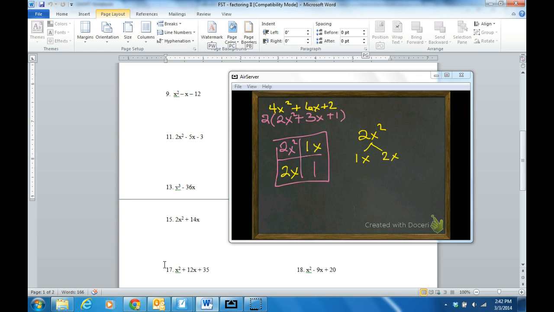Okay, so what can I factor out of the top? An x. How about the bottom? A 1. How about the left side? And the right side? 1. So my factors in this are x plus 1 and 2x plus 1, and we got that little 2 that we took out earlier. That goes on the outside.